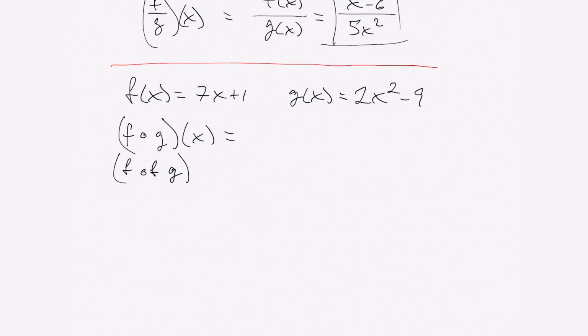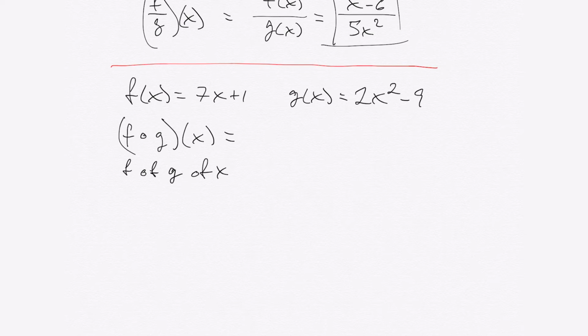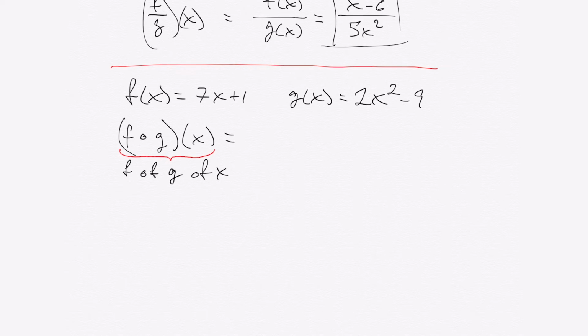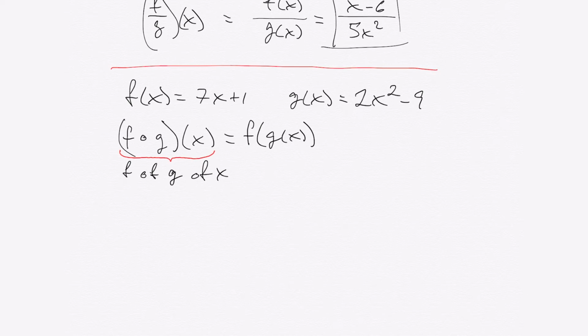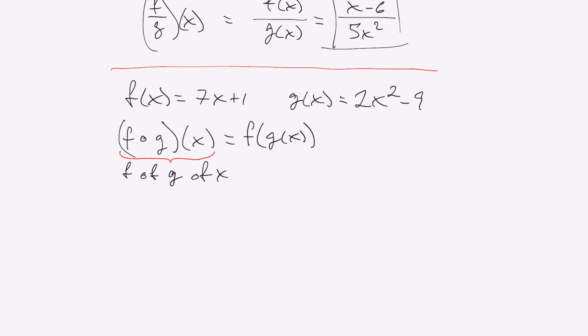I don't like either of those parentheses. F of g of x is how we would read this. Another way to write this that makes it look even more like a composite function, where we're putting one function into another, is to write the g function as though it is actually an input value into function f. And so I prefer to think of it that way. And since I'm the one with the pen, that's how we're going to do it.